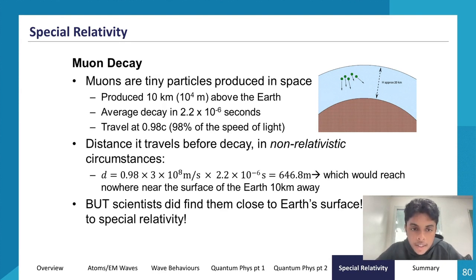They travel very fast. The distance they travel before decay in non-relativistic circumstances, we can find now: 0.98 times 3 times 10 to the power of 8, that's the speed, times 2.2 times 10 to the power of negative 6.